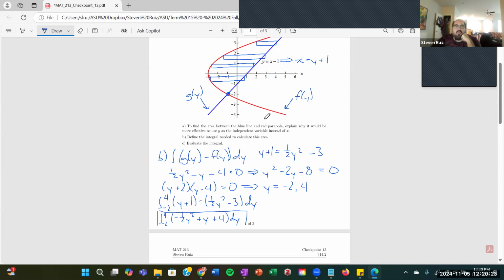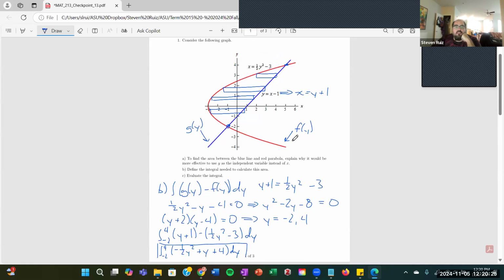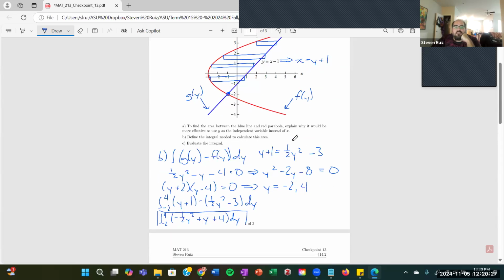And I totally ran out of room to do C. So why don't I pause here and figure out where I can buy some of that room back. This was all a means to an end to find the limits of integration, so let's buy that back. Is that going to be enough room? Okay, so now that I have the integral, how do I evaluate it?